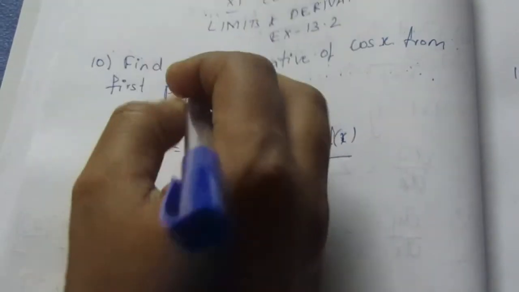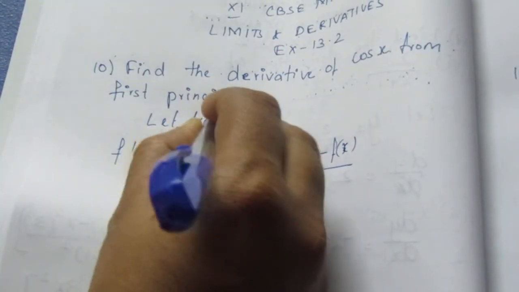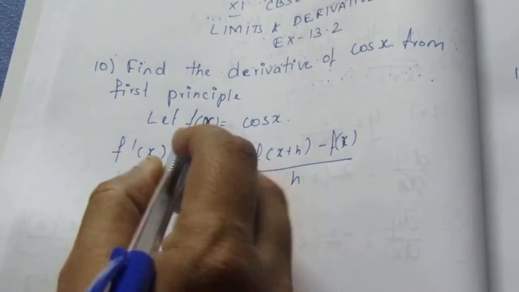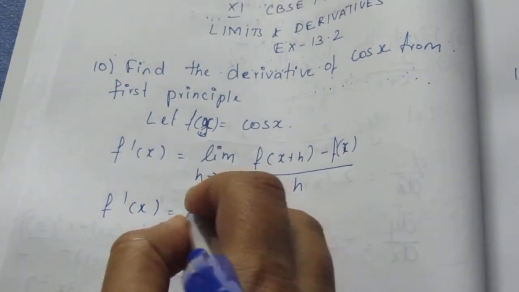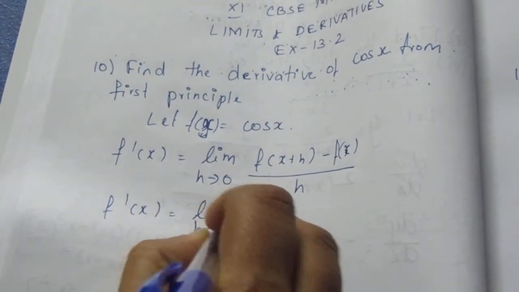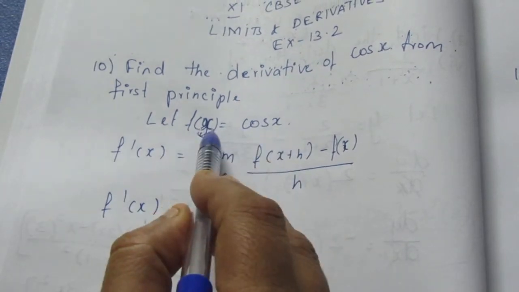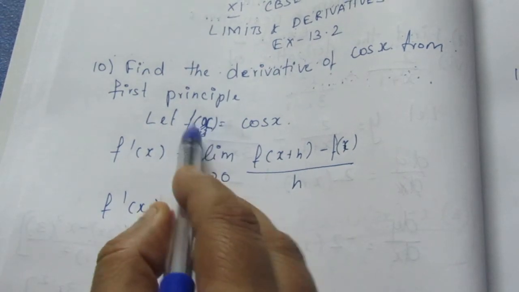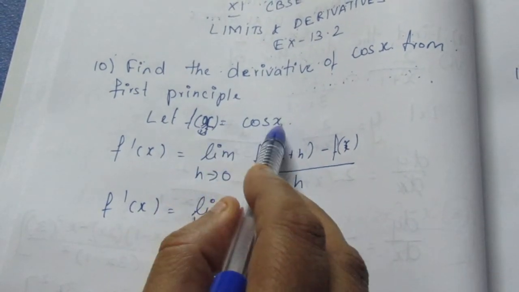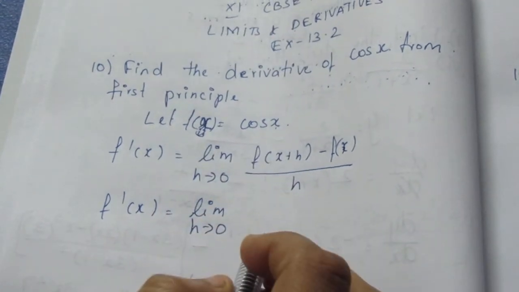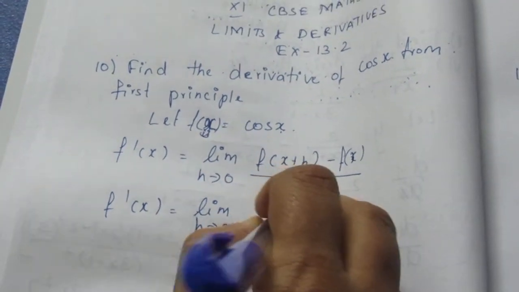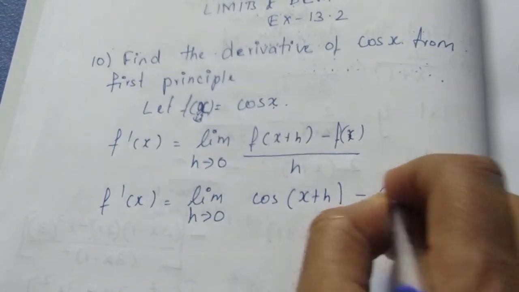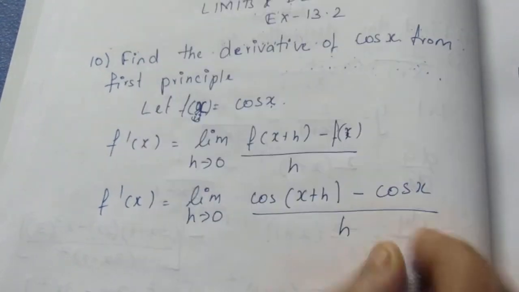Now let us take this to be f of x so that it will be easy for you to understand. So f of x is equal to cos x means f dash of x is equal to, I am starting my derivative here, limit h tends to 0. In the place of x, we have f of x plus h. F of x plus h means in the place of x just substitute the value x plus h. So cos of x plus h minus f of x, that is cos x, by h.